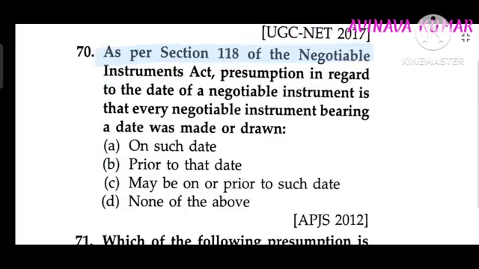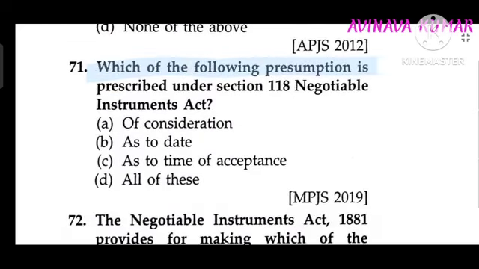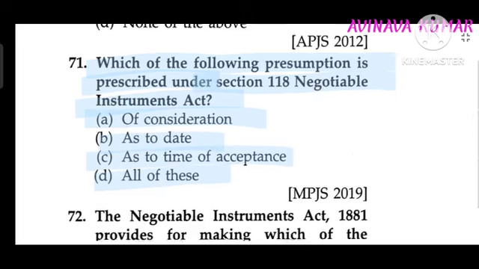As per section 118 of Negotiable Instrument Act, the presumption in regard to date of the negotiable instrument is that every negotiable instrument bearing a date was made or drawn on such date. Which of the following presumptions is prescribed under section 118 of negotiable instrument? All of these: consideration, date and time of acceptance.